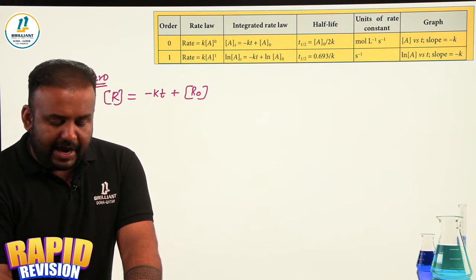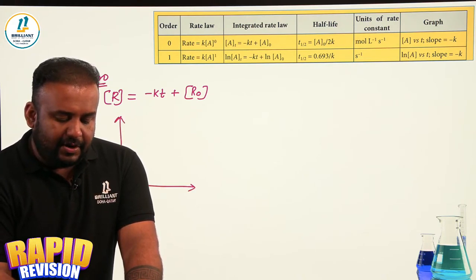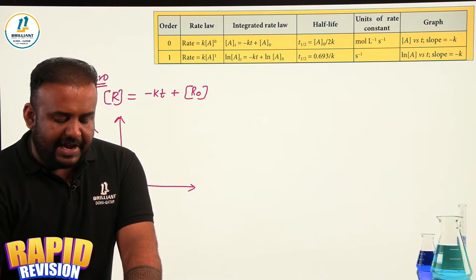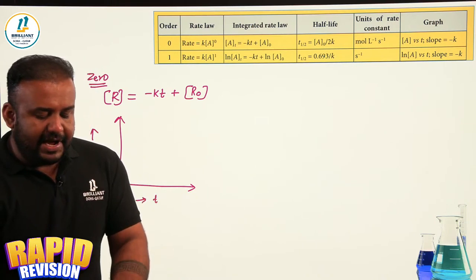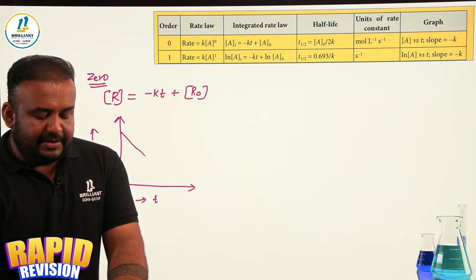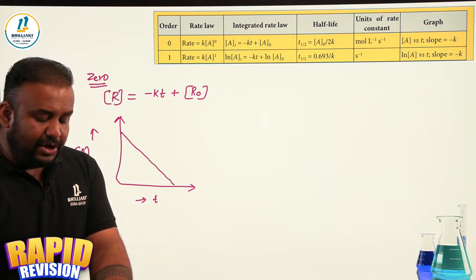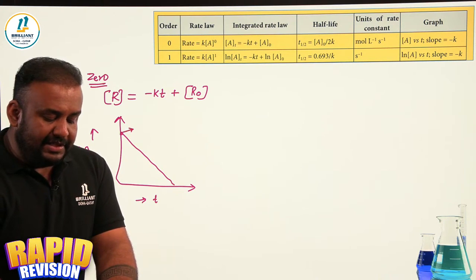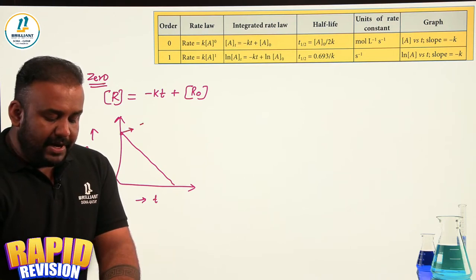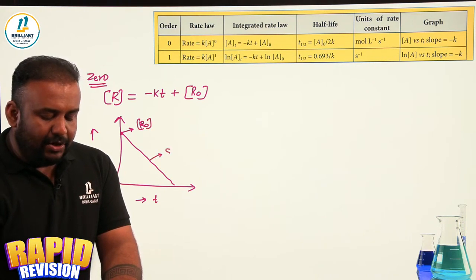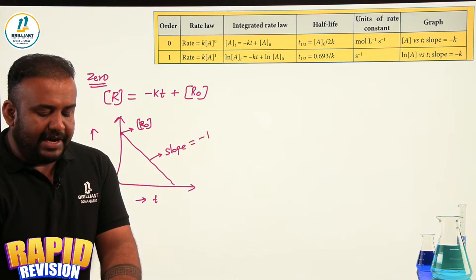So if we draw a graph where the concentration of the reactant is taken on the y-axis and time is taken on the x-axis, it will be a graph with a negative slope, correct? It will be a graph with negative slope. So here this y-intercept will be what? It will be R0, that is the initial concentration. And then what will be the slope of the graph? It will be equal to minus K.